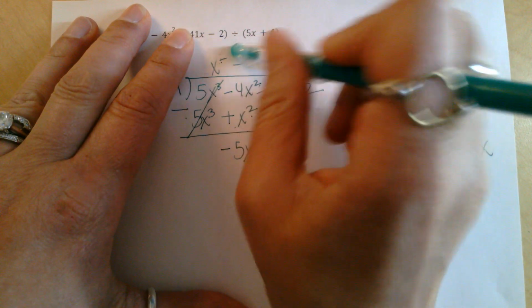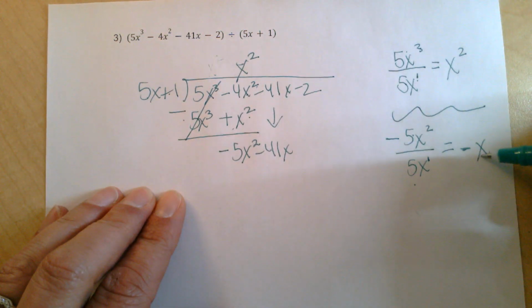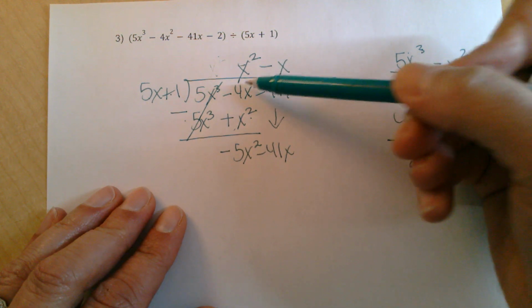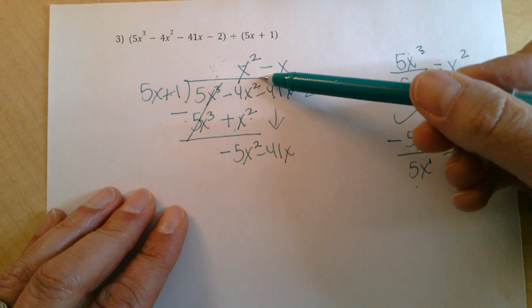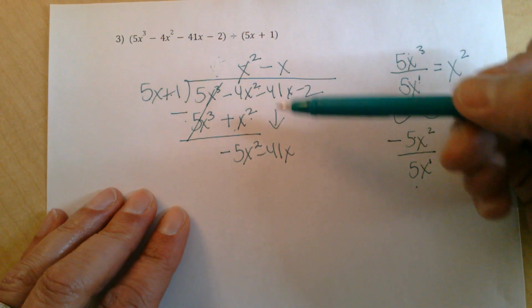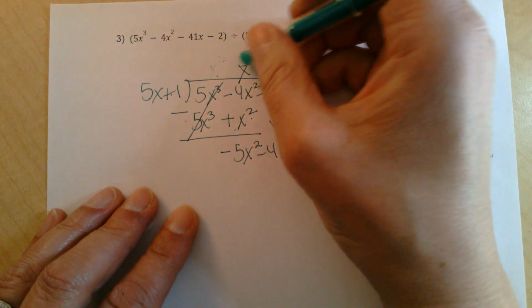And you know what? I did not write it in the right spot. X squared, there we go, and then minus x. Now, if you don't write in the right spot, that's just a silly mistake. I know what you mean. Try to write it in the correct spot. Just try not to make that silly mistake. So I did, but I corrected myself.